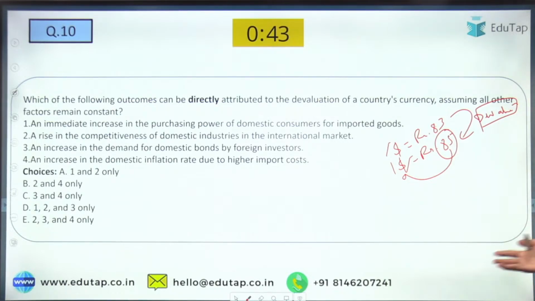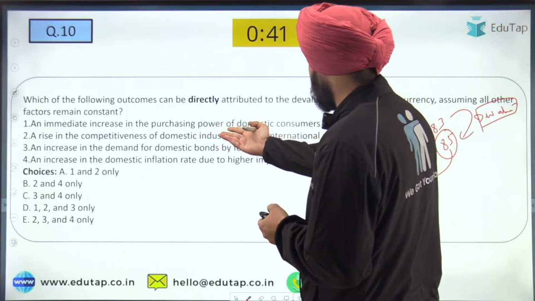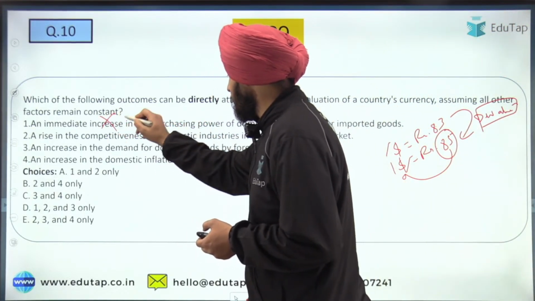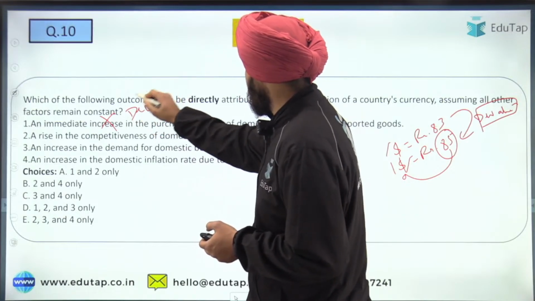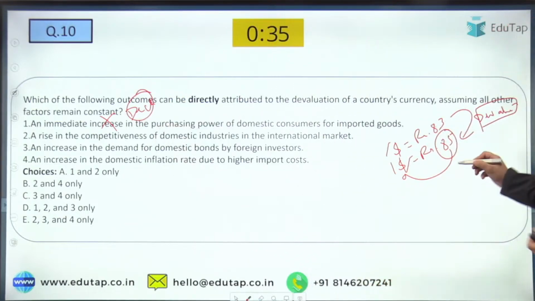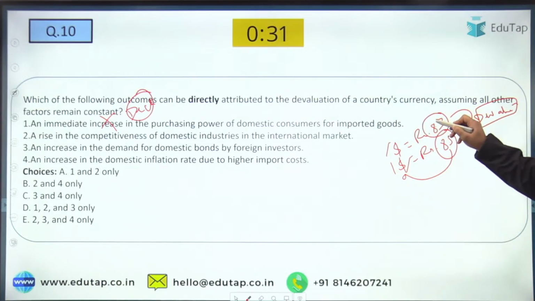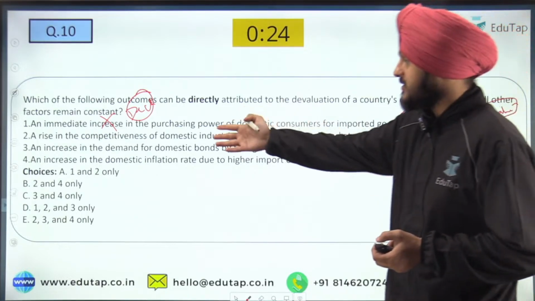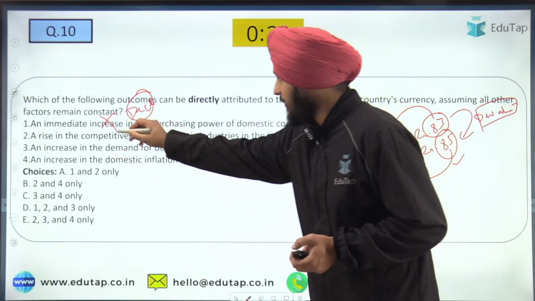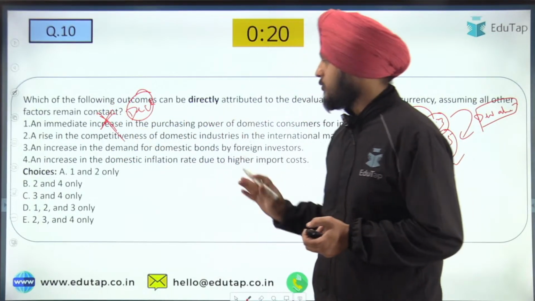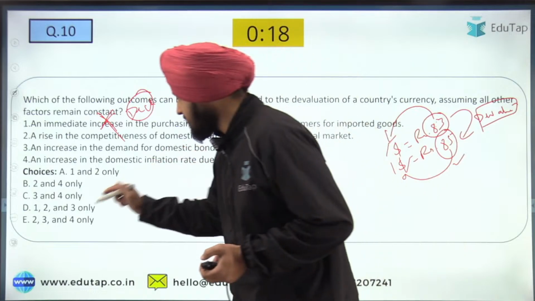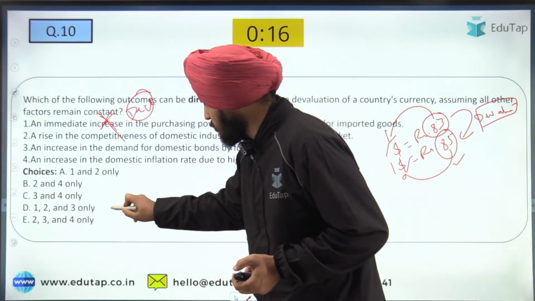So if you talk about the first option, an immediate increase in the purchasing power, this is incorrect. Fine, because there will be a decrease in the purchasing power. Why a decrease? Because earlier you were purchasing a certain good at 83 rupees. For 83 you were able to purchase goods worth $1. But now you have to spend 85 rupees. So how can you expect the purchasing power to increase? The purchasing power has decreased. So that is going to be the incorrect option. So if the first one is eliminated, we can easily eliminate the D option over here.